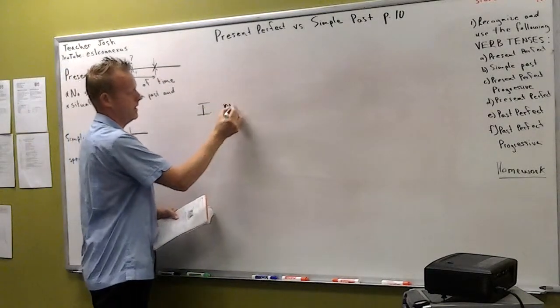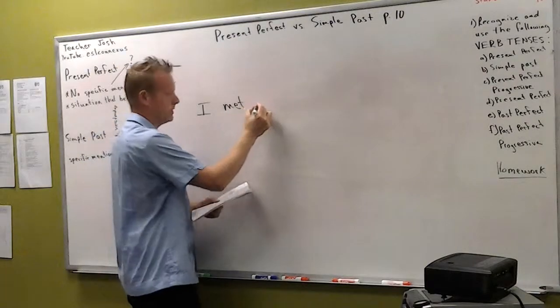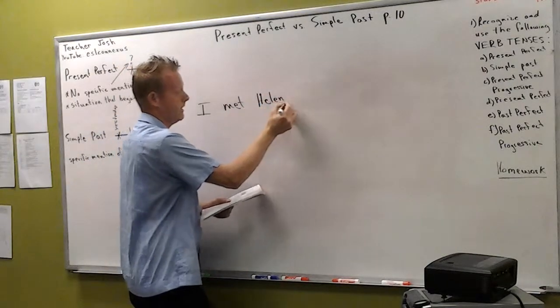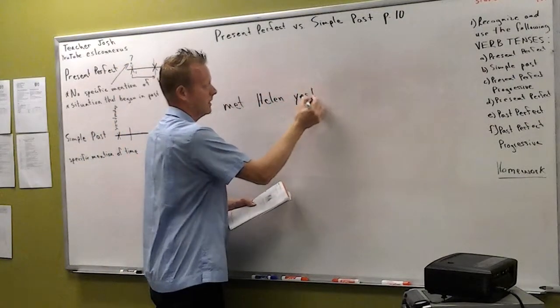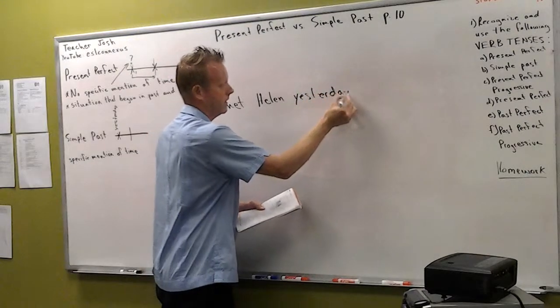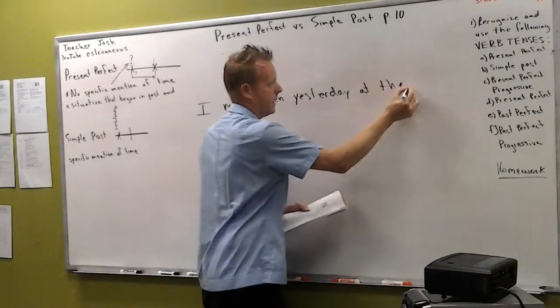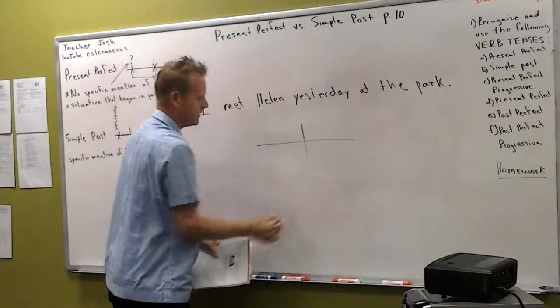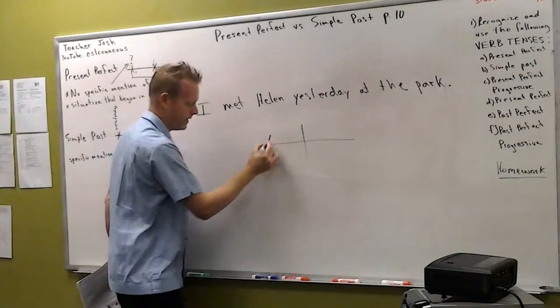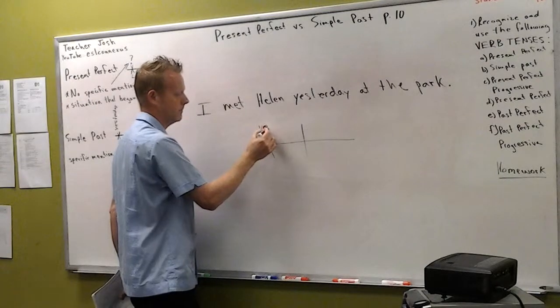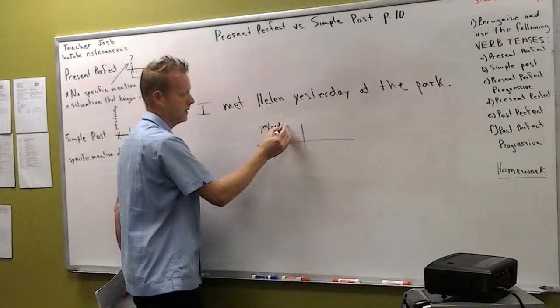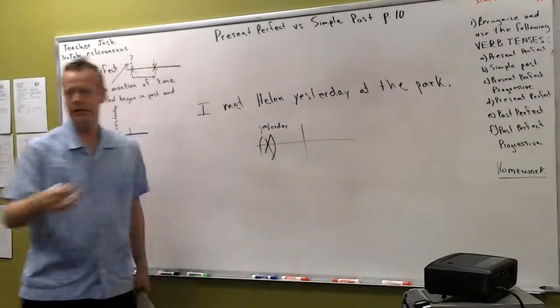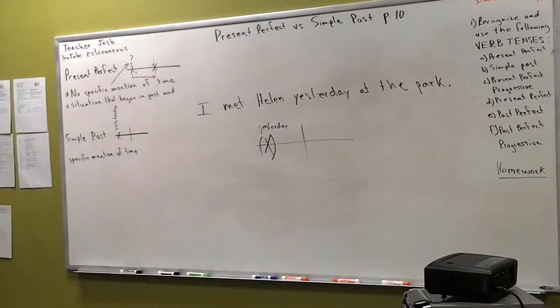I'm going to write the whole thing, but just the first part. I met Helen yesterday at the park. Listen, it happened yesterday, right? So it's a specific time. And it started and ended. You meet them and then you leave, right? So it's specific and it's yesterday in the past.